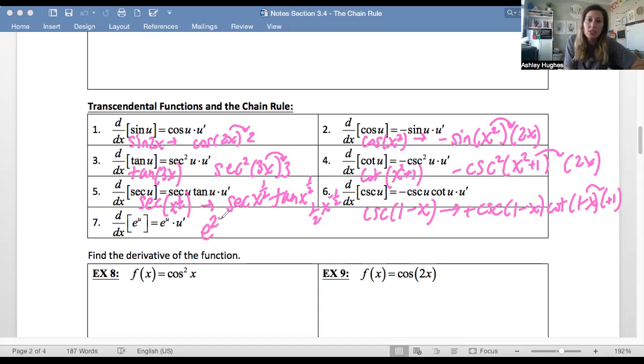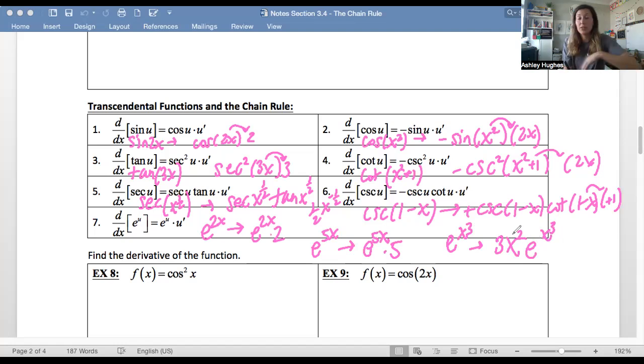Say I had e to the 2x. The answer for the derivative would be e to the 2x times 2. If I had e to the 5x, it would be e to the 5x times 5. If I had e to the x cubed, it would be, I'm going to write it in front this time just so you can see it.